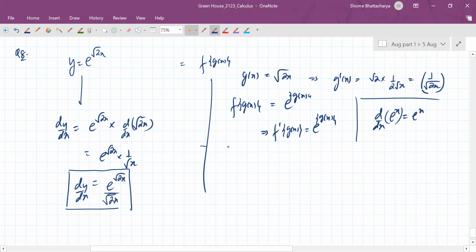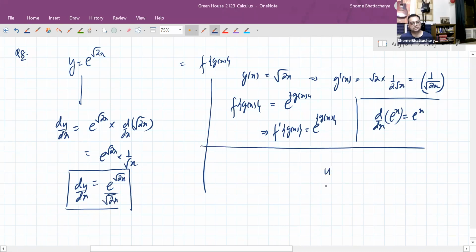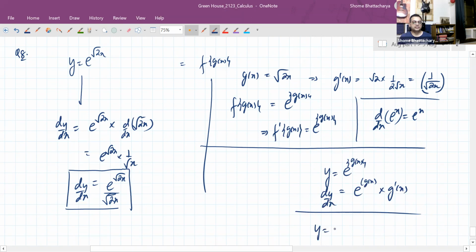So any exponential thing you should be able to solve directly, because if you have y is equal to e raised to the power of any function, then dy by dx becomes the same function e raised to the power g(x), but into the derivative of g(x). So for example, if you have y is equal to e raised to the power sine x, you can see directly that dy by dx will be e raised to the power sine x into the derivative of sine x, which is cos x. That's it. It should be simple like this.